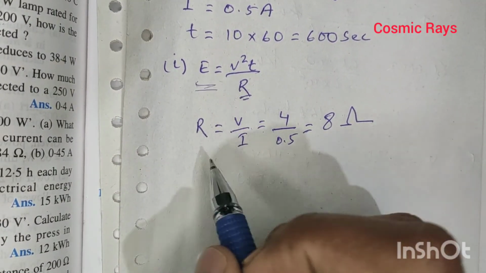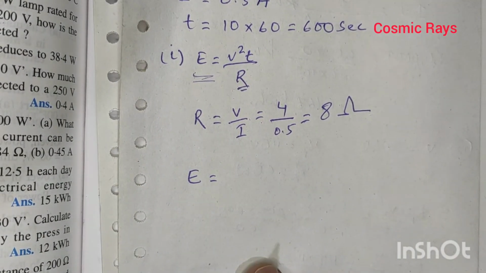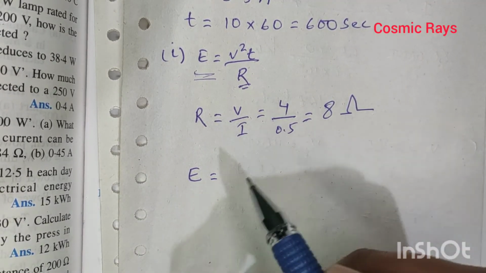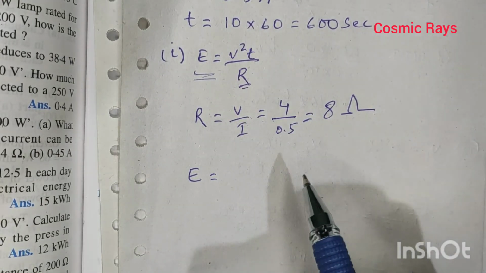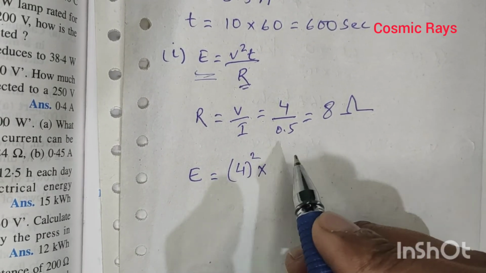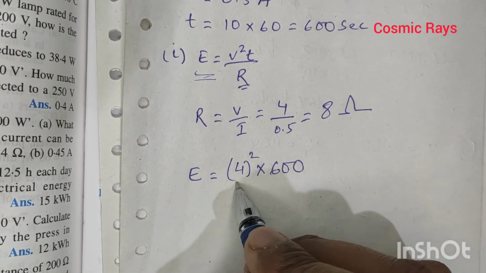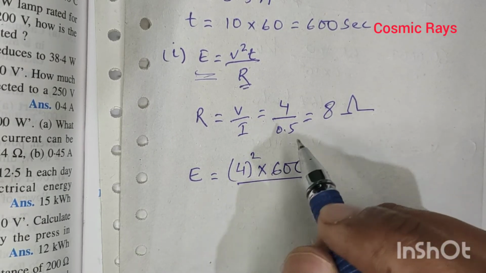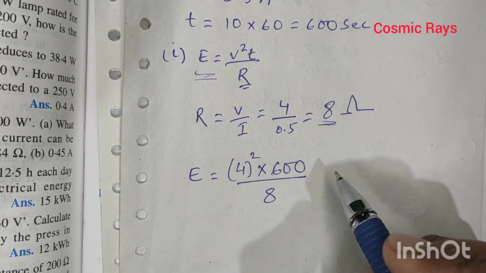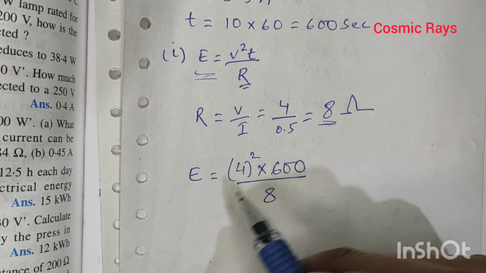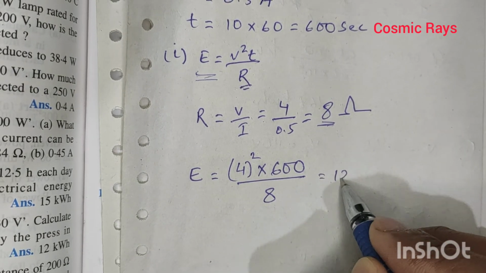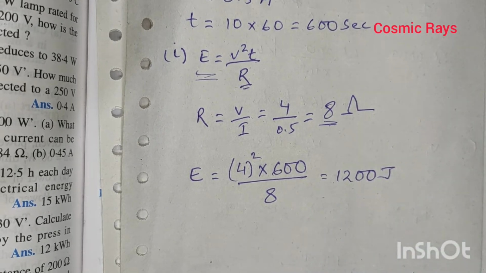So now I use this formula. E is equal to V square T upon R. So V is 4 volts. So 4 square into T, that is time is 600 seconds, divided by the R, that is we have just calculated 8. So after calculation, 16, 8, 6, it should be around 1200 joules.